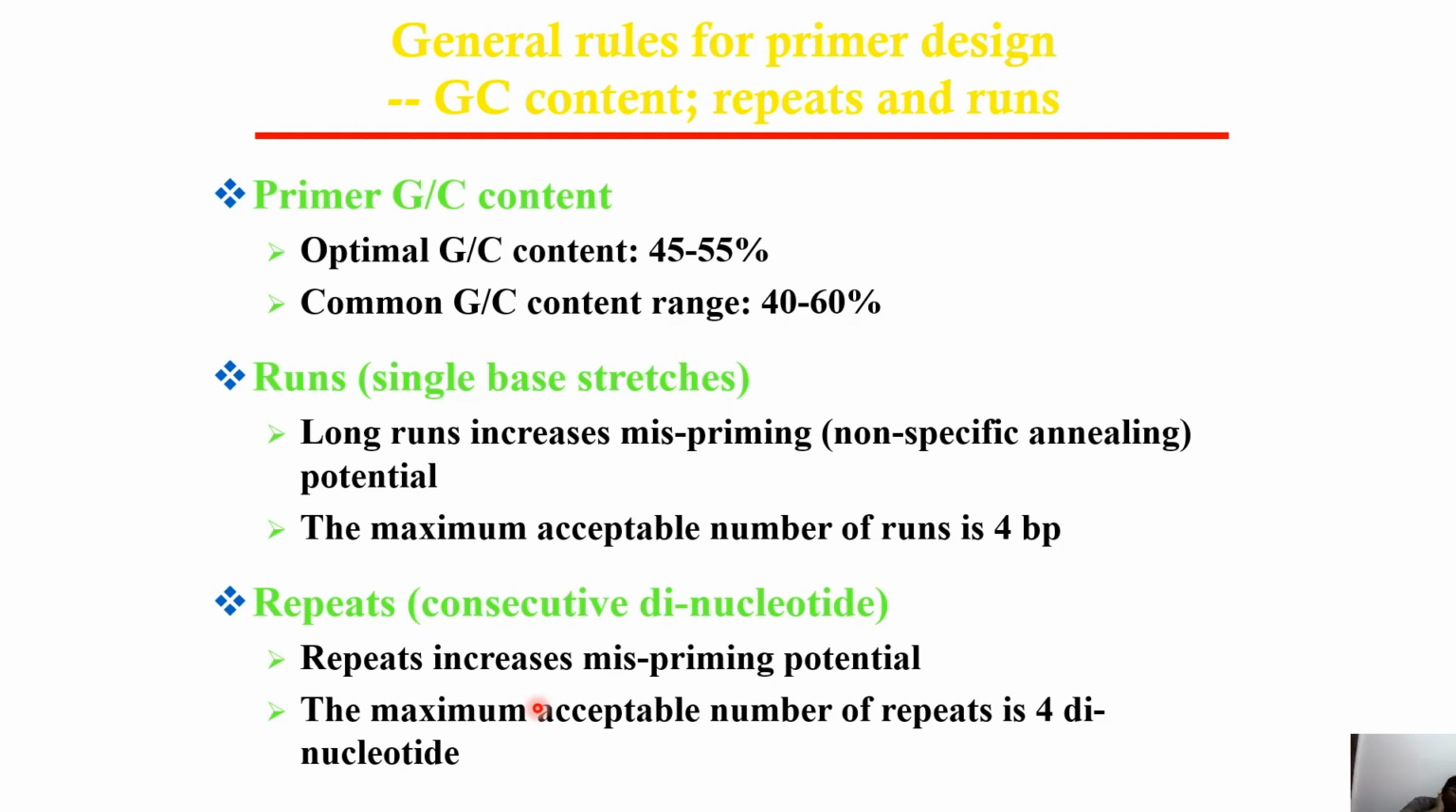Long runs increase mispriming and non-specific annealing potential. The maximum acceptable number of runs is 4 base pairs. Repeats also increase mispriming potential. The maximum acceptable number of repeats is 4 dinucleotides.